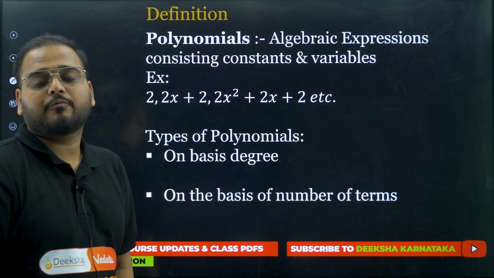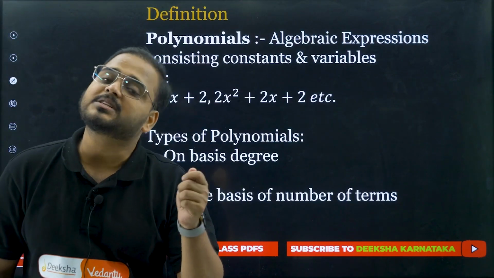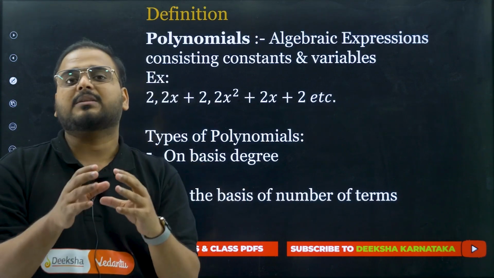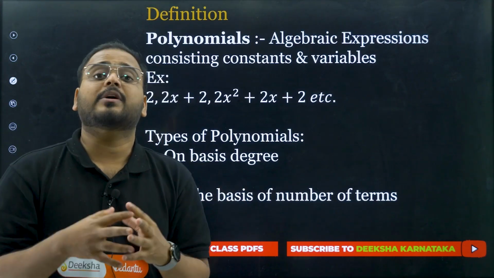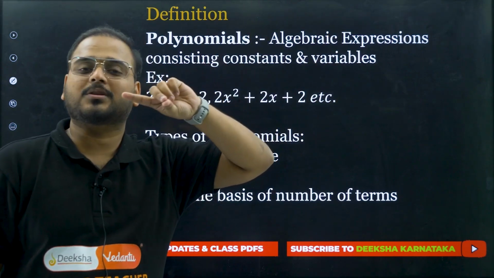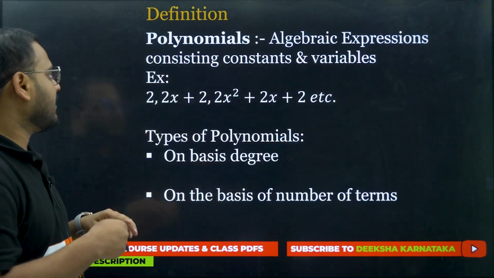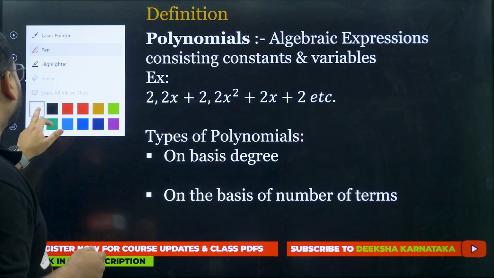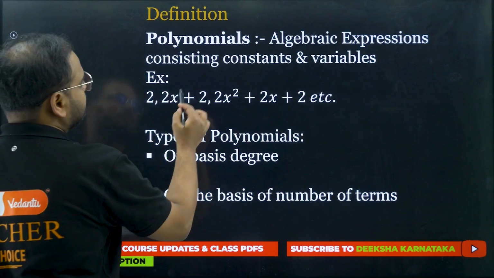Definition of what? Polynomial. When can we say a given mathematical statement is a polynomial? Any mathematical statement given to us is a polynomial when? Whenever you have an algebraic expression that consists of both constants and the variable.